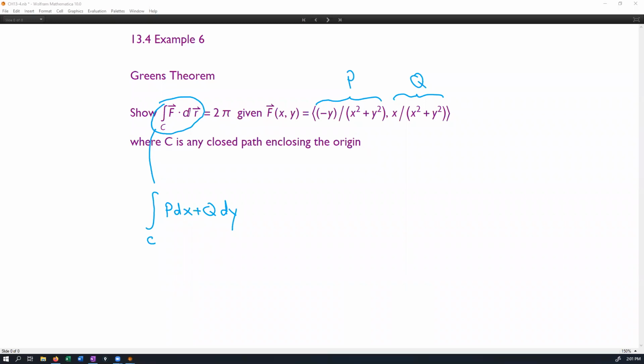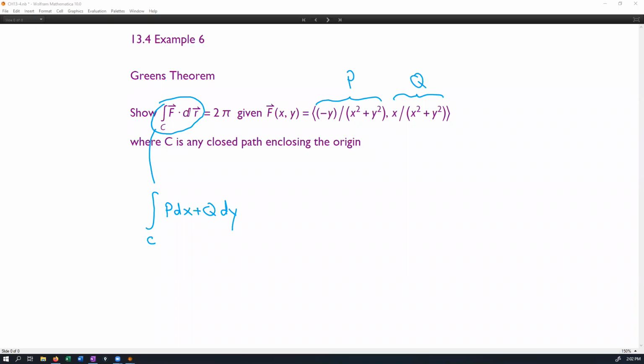But that doesn't show that it's for any path, right? So how in the world are you supposed to check every single path? Just because it holds for one case does not mean it holds for all. So I don't expect students to get this problem ever.